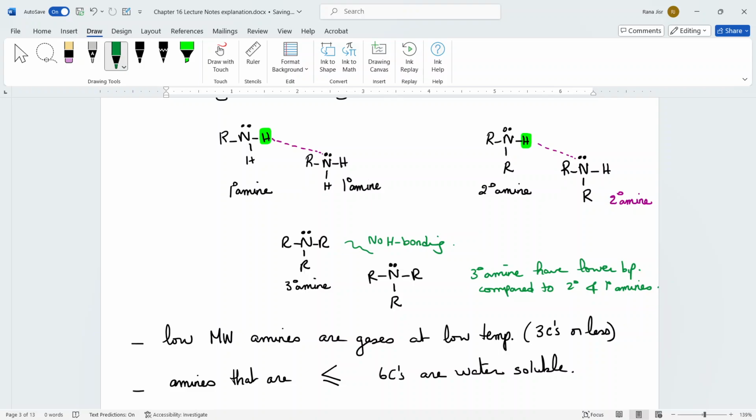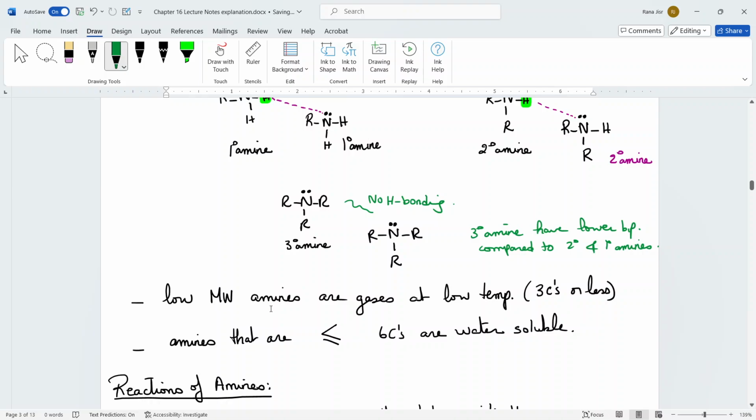Okay. Now, normally low molecular weight amines, these are gases, and we're talking about 3 carbons or less. These are gases at low temperature. They have a very, very low boiling point. And then amines that are less than or equal to 6 carbons, these are water soluble. Now, with more than 6 carbons, you are increasing the number of carbons in the chain, and we know that as you increase the number of carbons in the chain, the solubility is going to decrease. But the main reason why primary and secondary amines are water soluble, at less than 6 carbons, is because of hydrogen bonding.